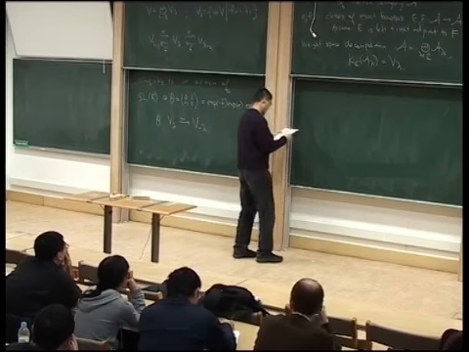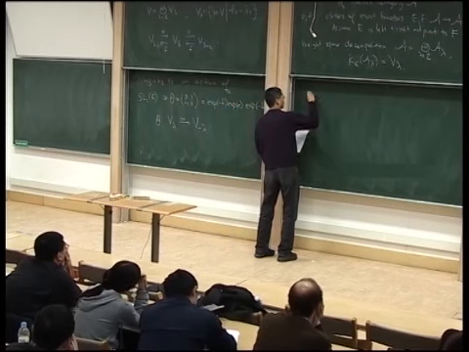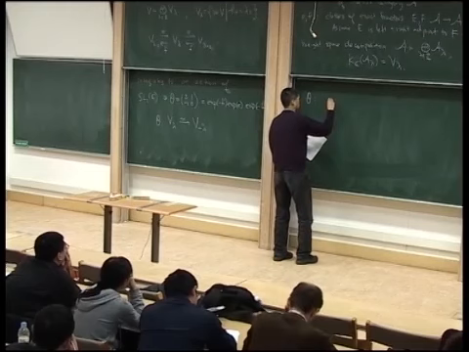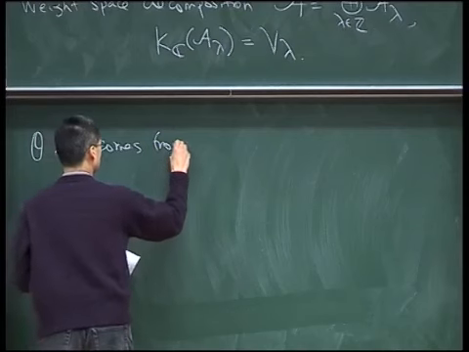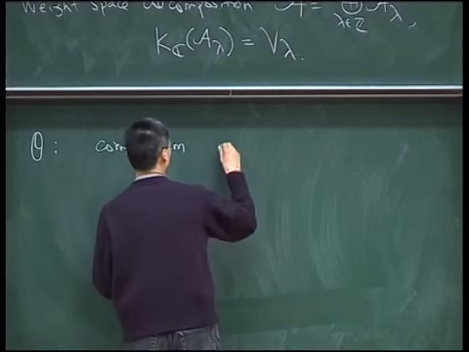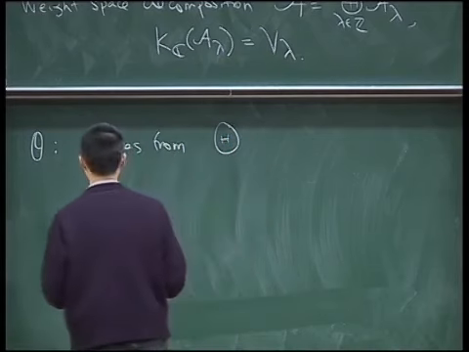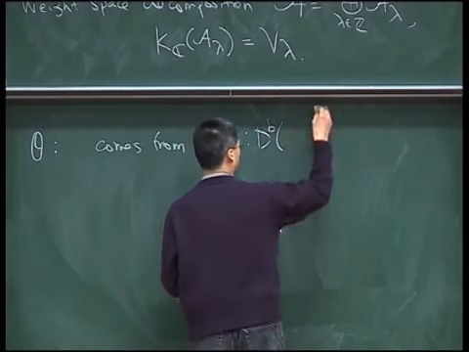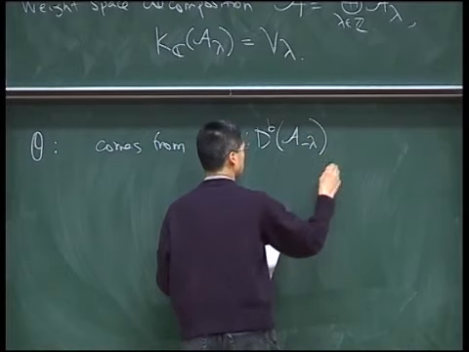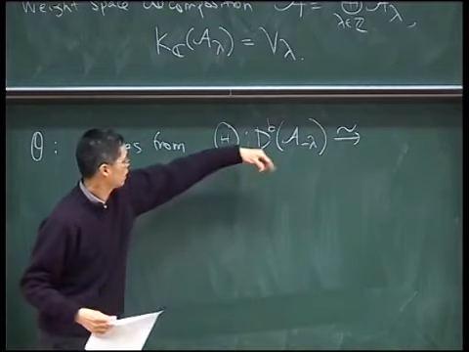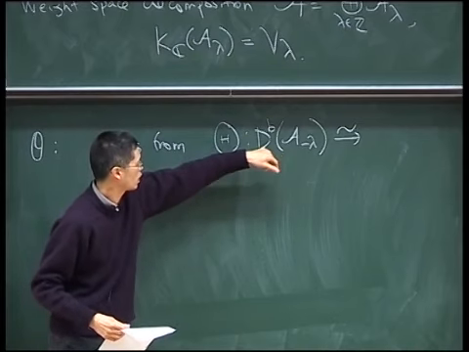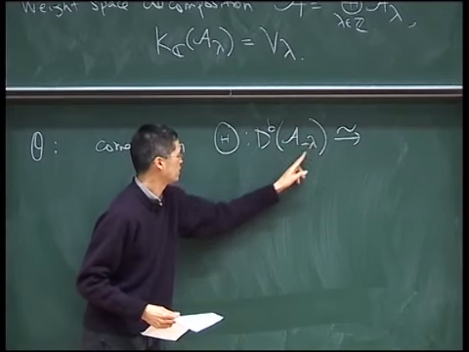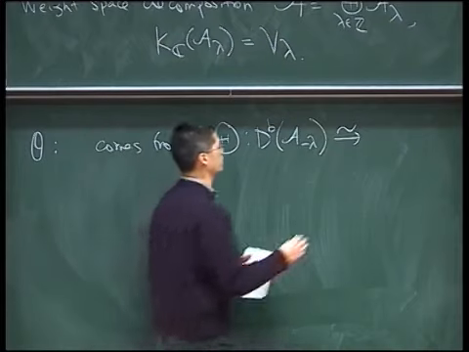So we want to set up things in a way such that we can interpret theta as coming from a self-equivalence of the derived category of A, which restricts to the derived categories of the various weight spaces, and gives equivalences between the derived categories of opposite weight spaces in the abelian category.